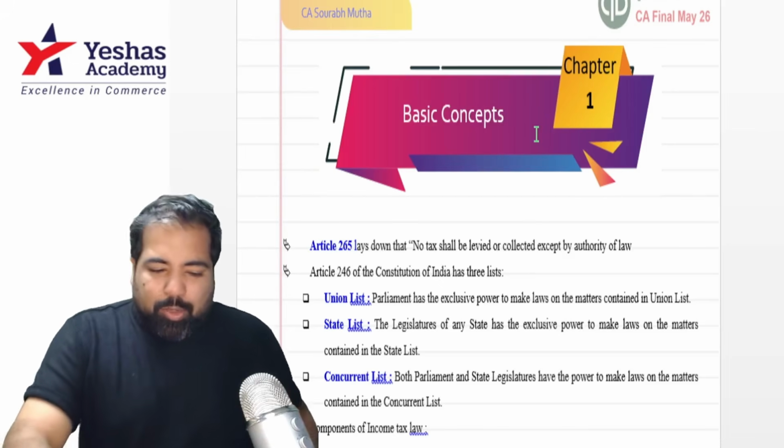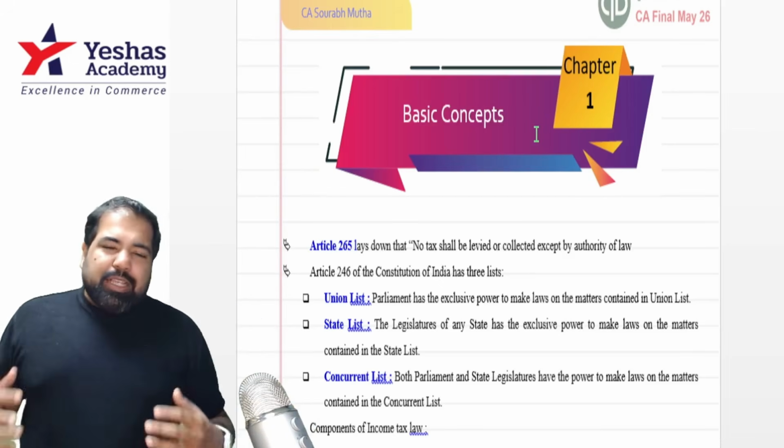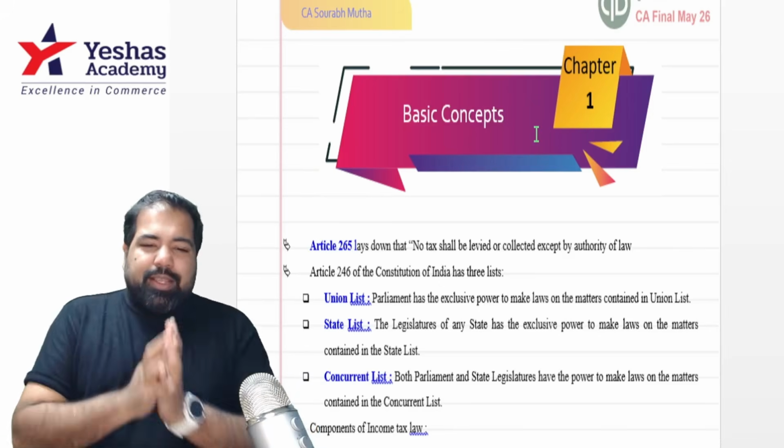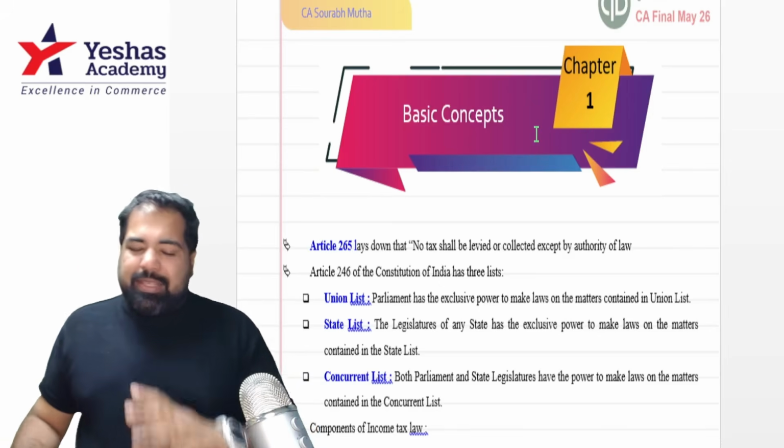As you can see, this is my quick book. Quick book is basically a summarized version of your book. It covers ICM material and it covers a lot of case laws, all summarized into this one book. So let's start basic concepts.